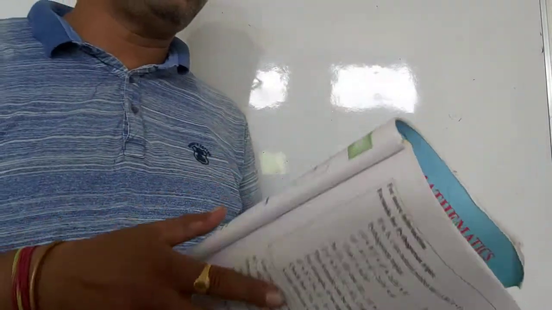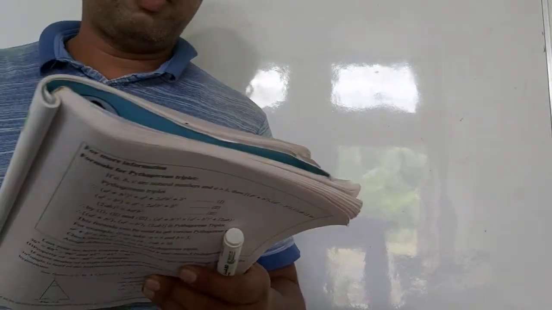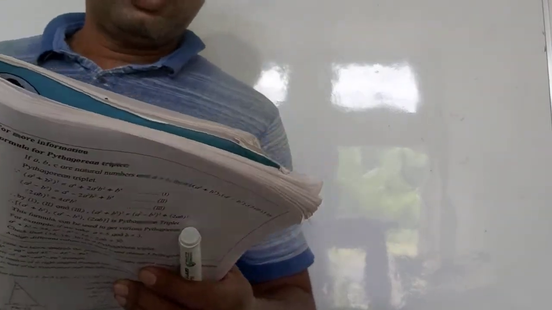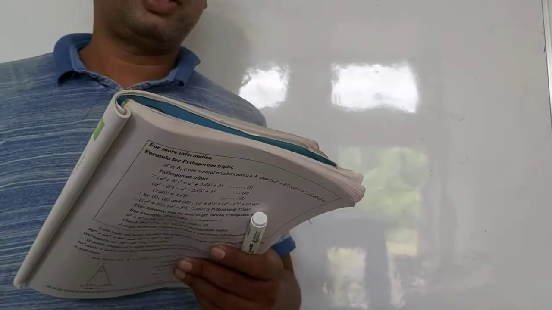Yesterday we started the second chapter of geometry, that is Pythagoras theorem. In the previous video, I explained about Pythagorean triplet and Pythagoras theorem, but that video was deleted from my mobile. So one more time I will explain the introduction of Pythagoras theorem.